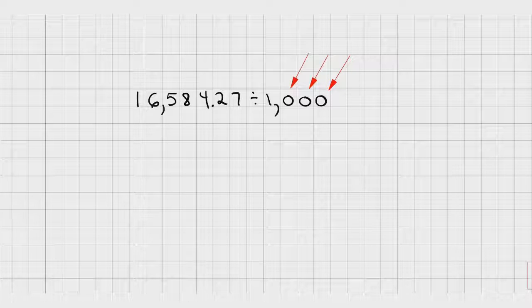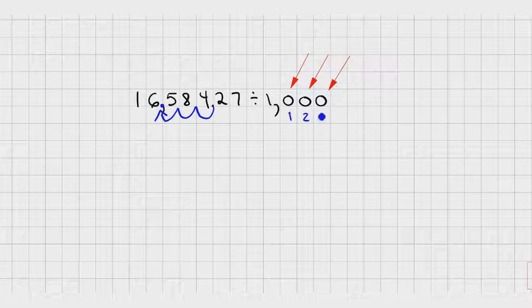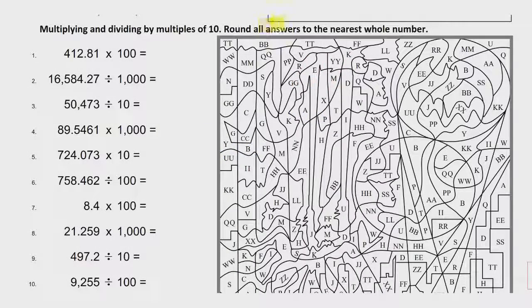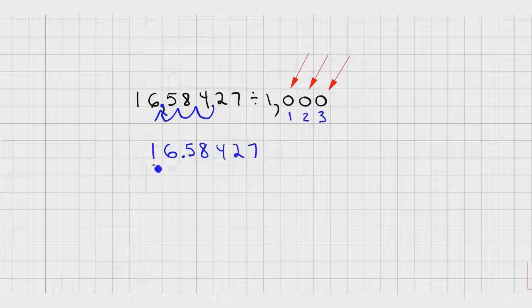Now the question is, is it to the right or is it to the left? Since we're dividing, we're going to make the number smaller. So it tells us we need to move the decimal to the left. 1, 2, 3. So the decimal now goes right there because we have 3 zeros. The new answer is 16.58427, but the directions told us to round all answers to the nearest whole number, which the whole number is right here.